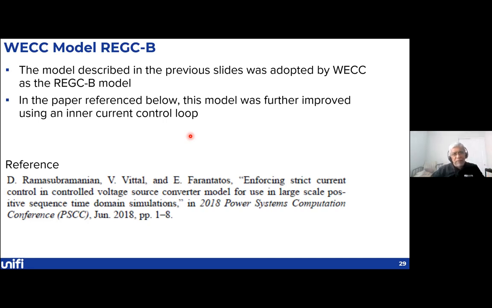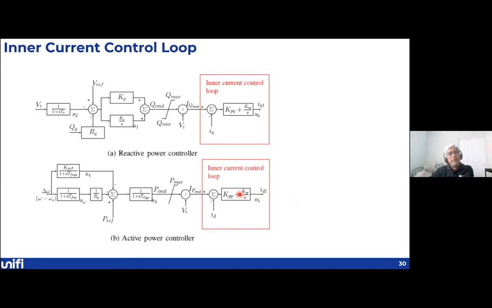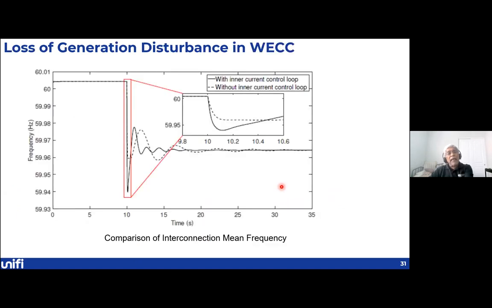But one of the things we were not fully comfortable with was that in this paper, we had not incorporated an inner current loop. So we evolved this particular model by adding an inner current loop. The results are described in this 2018 PSCC paper. To the original model, we augmented the reactive power loop and the active power loop with this inner control for both the IQ and ID respectively, and tested it on the same system.